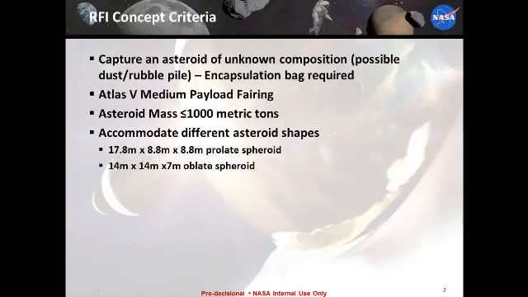As I was working through it, some of the key points that came out were how difficult this is going to be. We're talking about possibly a rubble pile, as Brian talked about this morning. It's got to fit in the payload fairing, so we're looking for something that we can obviously launch. It's going to be capable of up to 1,000 metric tons, and then we've got to accommodate the different asteroid shapes as we've talked about already today.